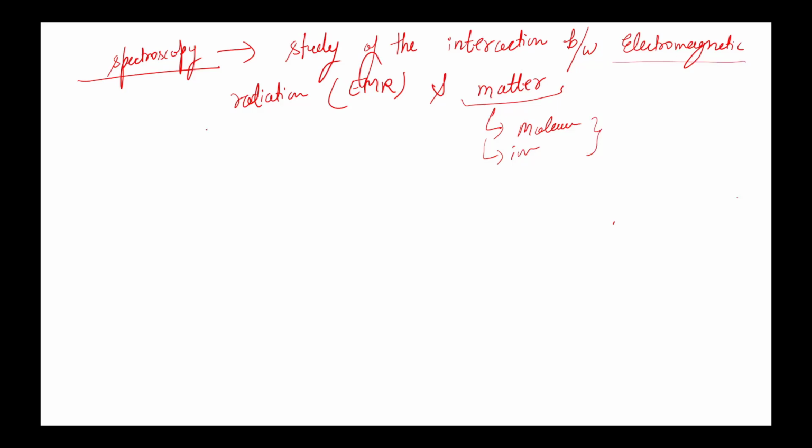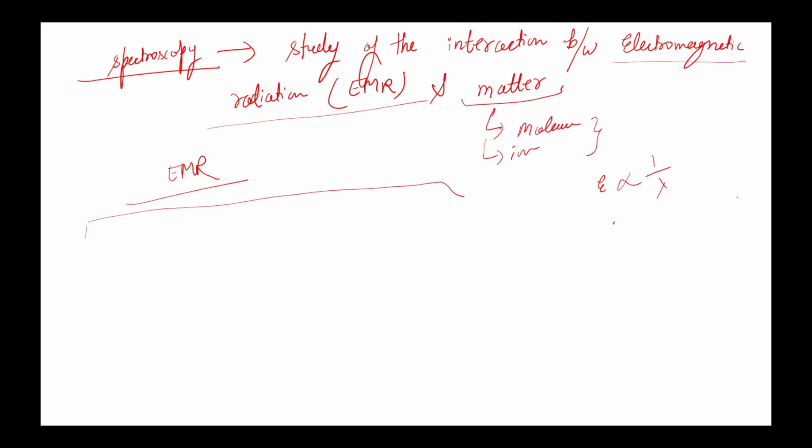Electromagnetic radiation, we know, is a whole spectrum of light. Light has a certain amount of energy, and this energy is inversely proportional to its wavelength. That means shorter wavelengths of light carry more energy and longer wavelengths of light carry less energy.